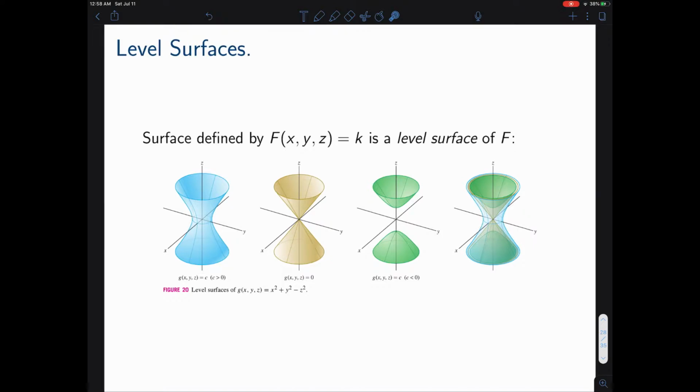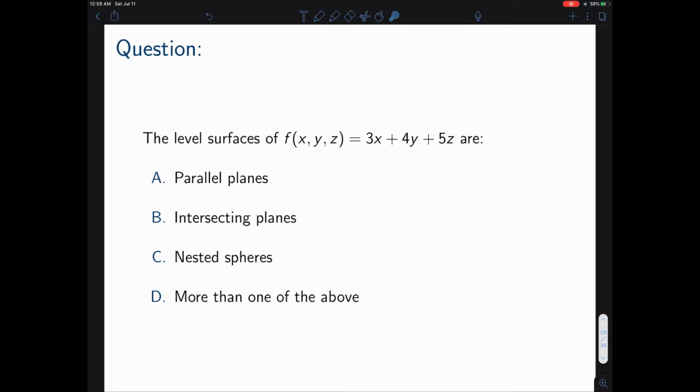So for surfaces like this, could we find the equations of the tangent planes? Before we get into the tangent planes themselves, a question for you about level surfaces. f of x, y, z is the function 3x plus 4y plus 5z. What are the level surfaces of that? Are they parallel planes, intersecting planes, nested spheres, or more than one of the above? What do you think? Pause the video and think about it.